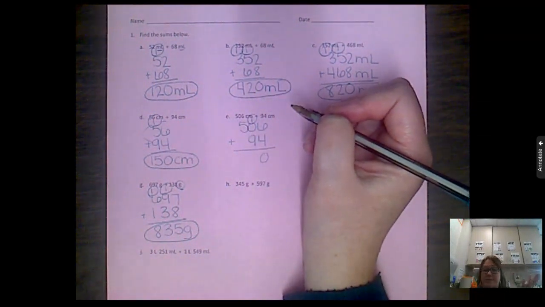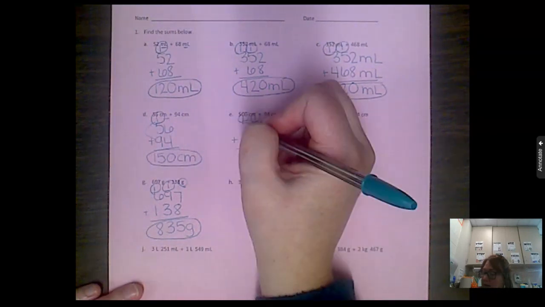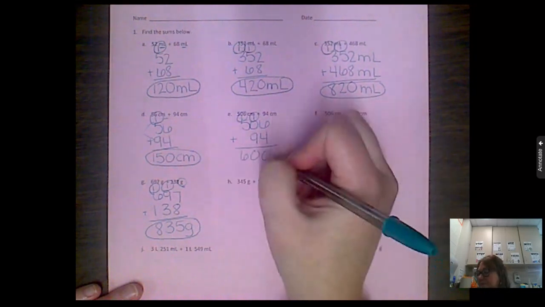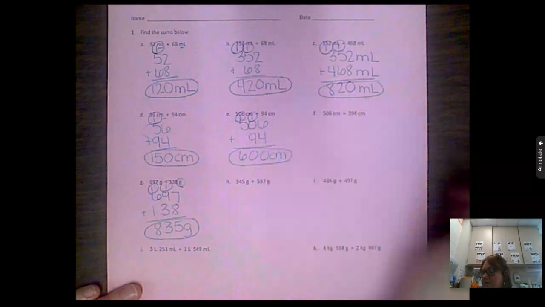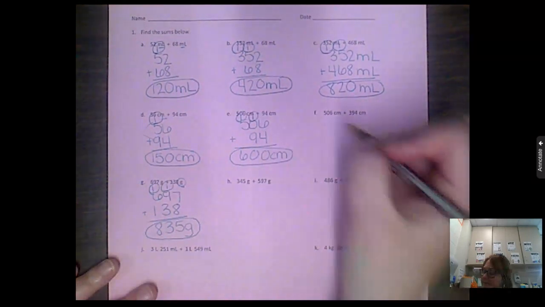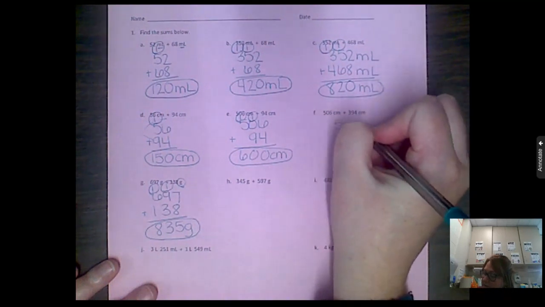9 plus 1 makes 10, right? So 0, carry the 1. And 5 plus 1 is 6. 600, don't forget that label, centimeters. Okay? How'd we do? Good. And the last one of that second row is 506 centimeters.